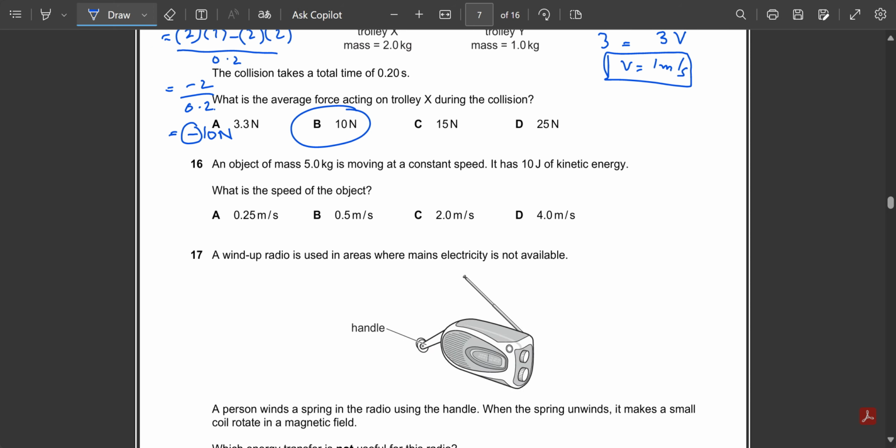Question 16 says an object of mass m kg is moving at a constant speed. It has a kinetic energy of 10 joules. What is the speed? Very easy. You will apply the formula of kinetic energy, which is 1 by 2 mv square. Kinetic energy is 10 joules. Mass is given as 5. We need to find out v. 2 will come up here. So that's 20 divided by 5 is equal to v square. So that is 4, v square, square root on both sides. So v is equal to 2.